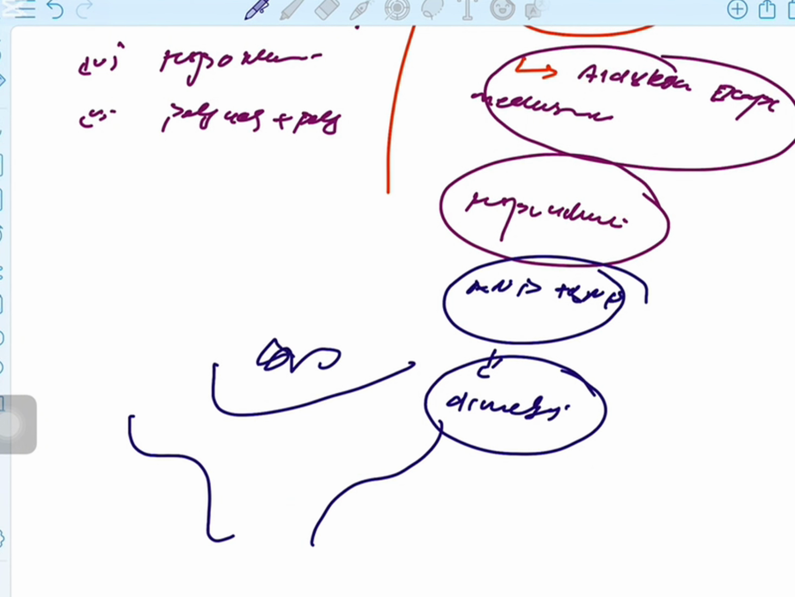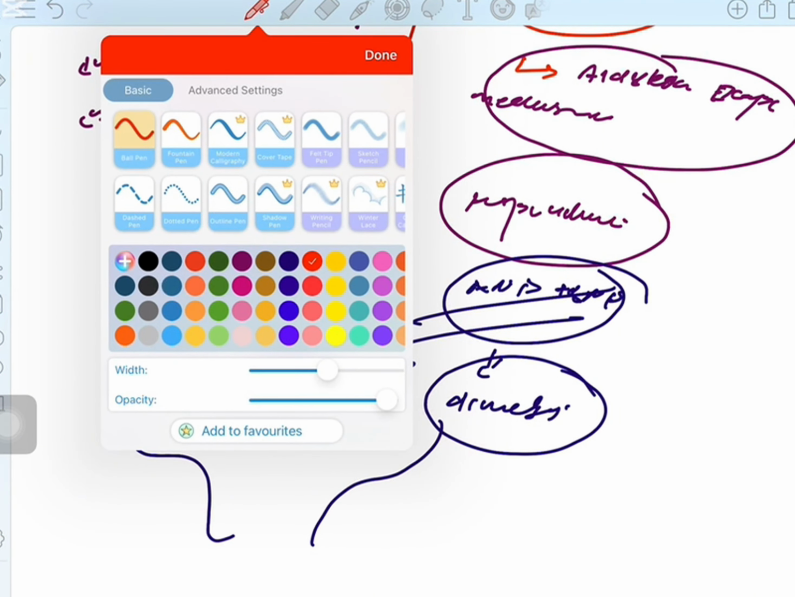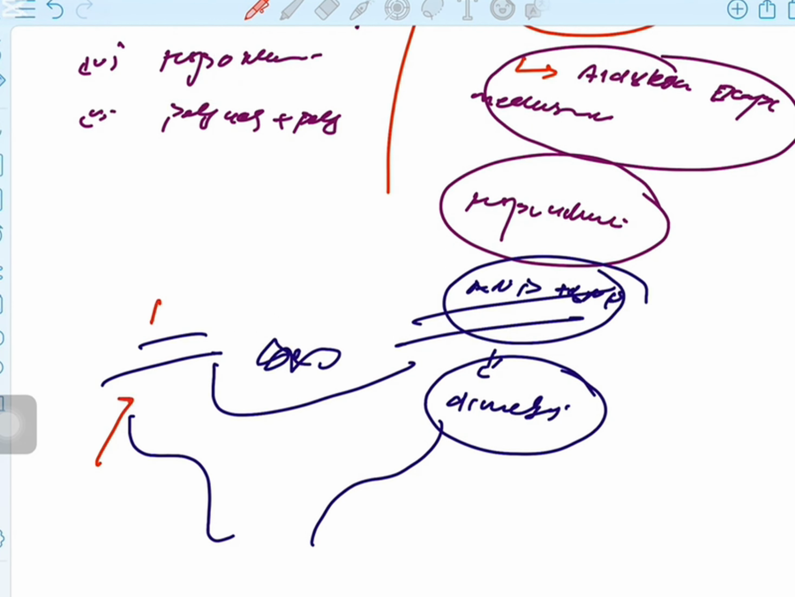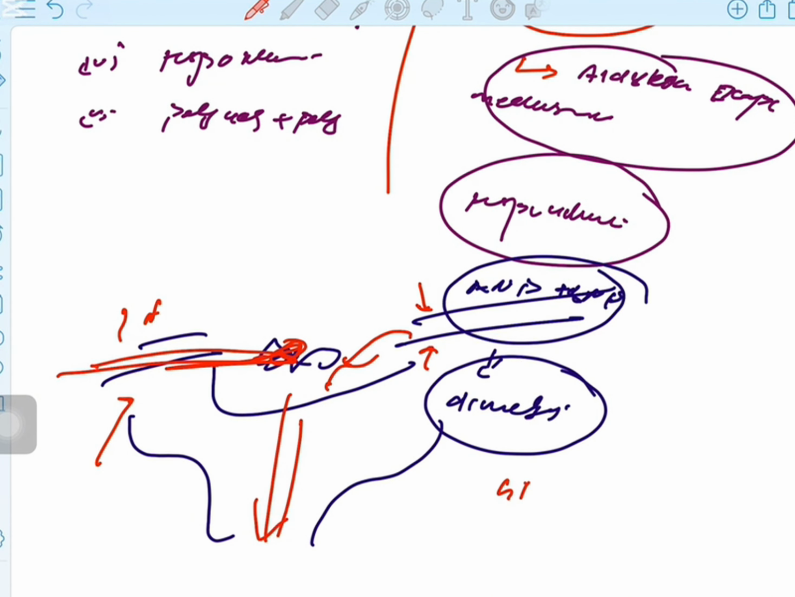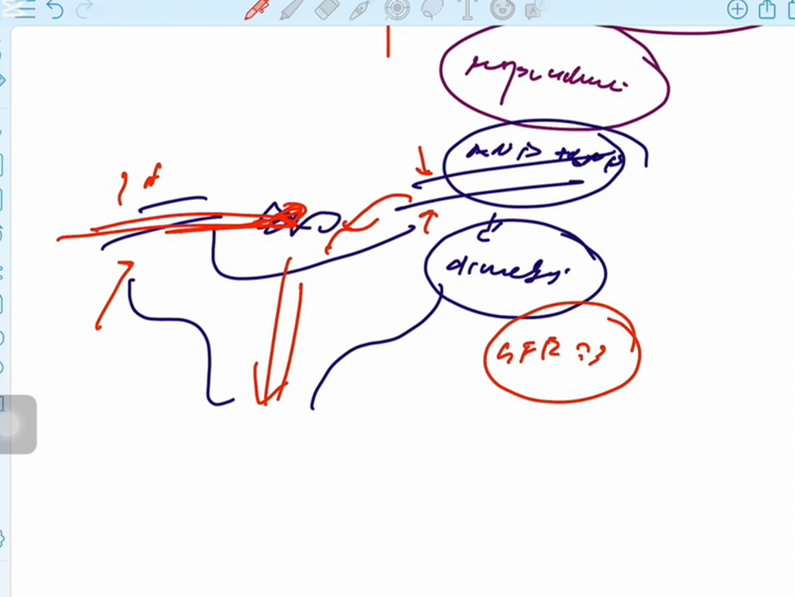We know this is a glomerulus, guys. This is the afferent arteriole, this is the efferent arteriole. ANP and BNP basically act on the afferent arteriole and cause dilation. When the afferent arteriole is dilated, maximum fluid will go toward the glomerulus, and it causes constriction of the efferent arteriole, so fluid will come back toward the glomerulus. So it can lead to an increase in the glomerular filtration rate. When the glomerular filtration rate is increased, all the fluid will go into the urine.